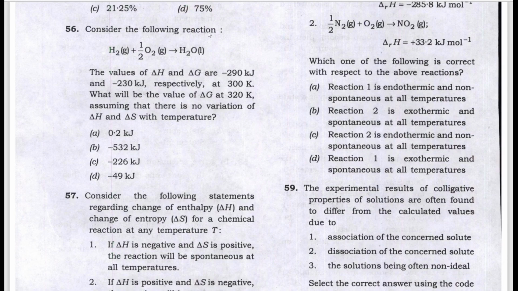Now consider the following reaction. The values of change in enthalpy and Gibbs free energy are minus 290 kilojoule and minus 230 kilojoule respectively at temperature 300 Kelvin. What will be the value of change in Gibbs energy at 320 Kelvin, assuming that there is no variation in enthalpy and entropy with the temperature?